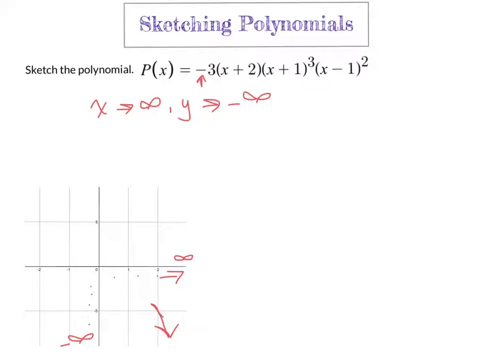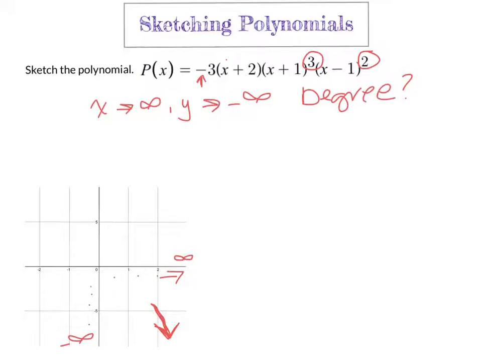So your polynomial will be pointing down. That's the first thing I notice. The second thing I want to look at is the degree. What is our degree? Well, we have a degree of 6 because we have 1, 2, 3, 4, 5, 6.